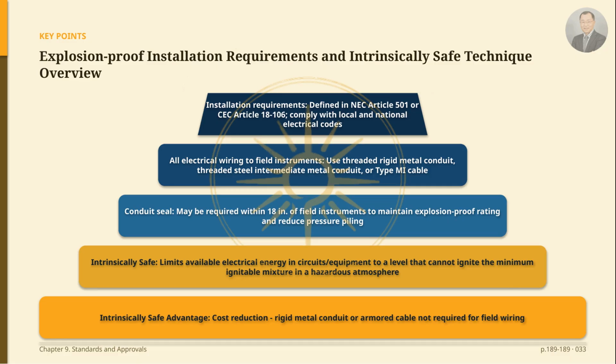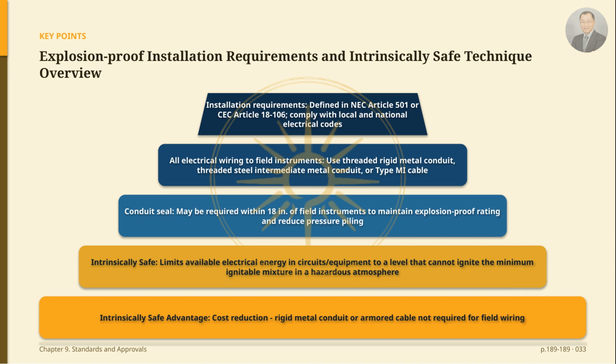Explosion-proof installation requirements are listed in Article 501 of the NEC, or Article 18 to 106 of the CEC, and local and national electrical codes must be followed. All electrical wiring leading to the field instrument must be installed using threaded rigid metal conduit, threaded steel intermediate metal conduit, or Type MI cable. Also, to maintain the explosion-proof rating and reduce the pressure piling effect on the housing, conduit seals may be required within 18 inches of the field instrument.